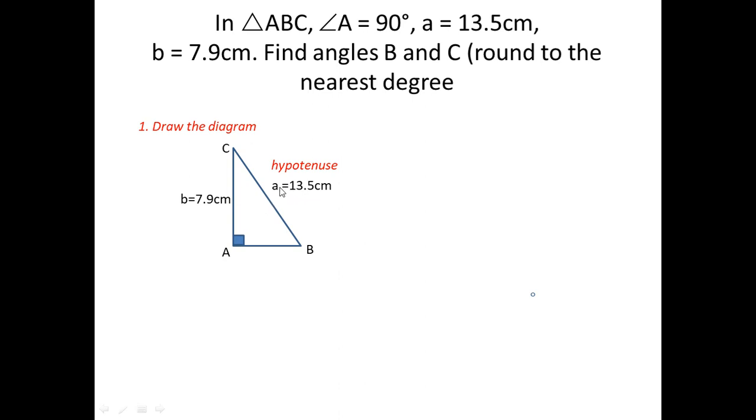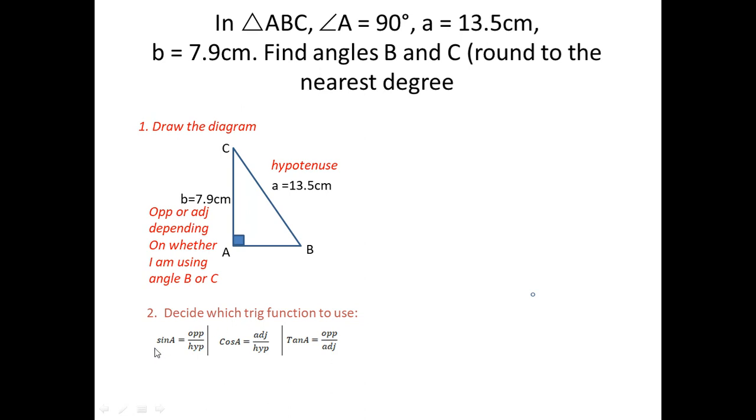A is our hypotenuse. This is the side across from the 90 degree. And little b is going to be the opposite or adjacent depending on whether I'm using angle B or C. So if I'm looking at it from B as my working angle, this is going to be my opposite. However, if I'm looking at C as my working angle, then little b is going to be the adjacent.